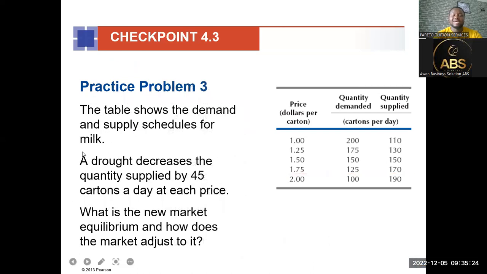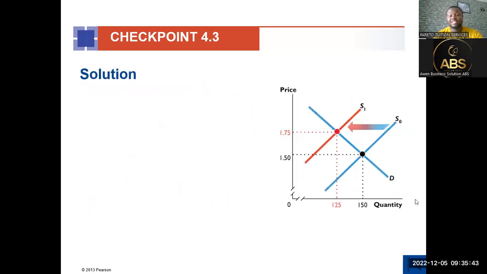All right, now another event. There's a drought, and this decreases the quantity supplied by 45 cartons a day at each price. What is the new market equilibrium, and how does the market adjust? Now, if there is a decrease in supply by 45, it's going to cause a shortage, right? Yes. Initially, this was the equilibrium, so at 1.5 and 150, price and quantity respectively. Now, supply has decreased, so the supply curve will shift leftwards. This will be the new equilibrium.